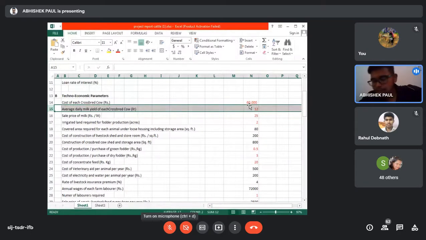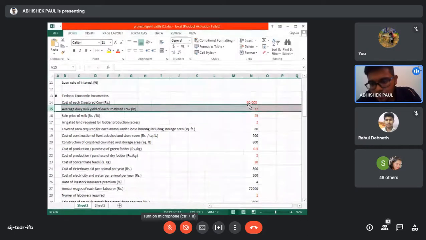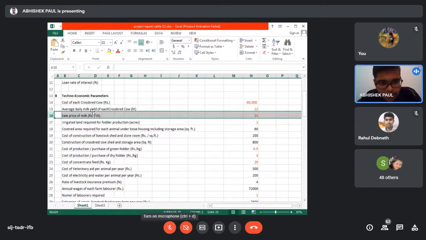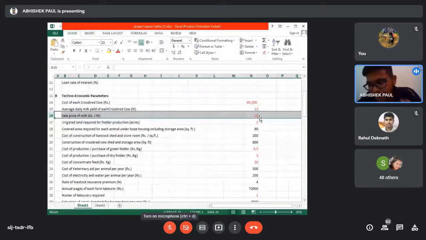If the animal is producing 12 liters of milk in a day, that means 12 into 10, which is 120 liters of milk. 10 means 10 cows are there, that's why 12 into 10. So you will get 120 liters of milk in a day. Now you see the sale price of the milk. As per this assumption, it is 25. So 120 into 25, that much money you will get by selling the milk per day.